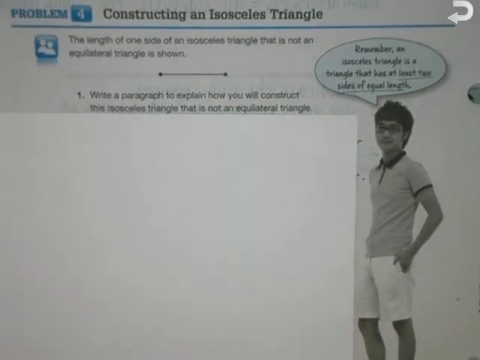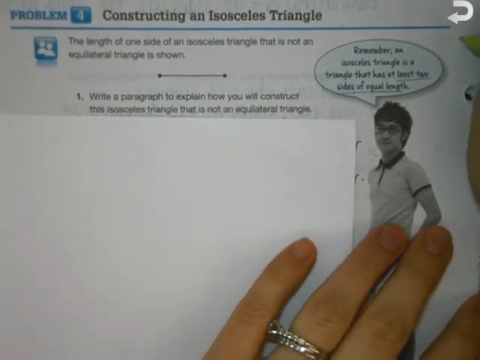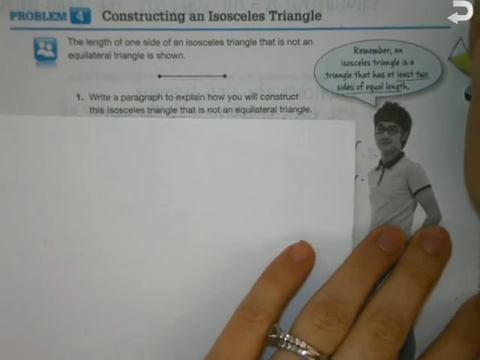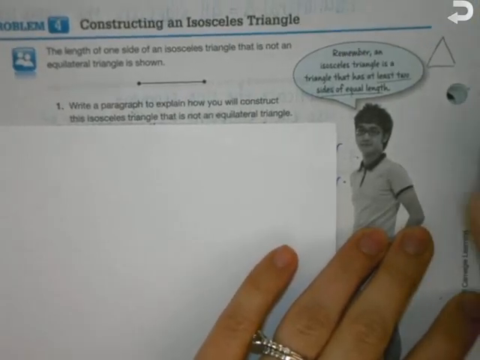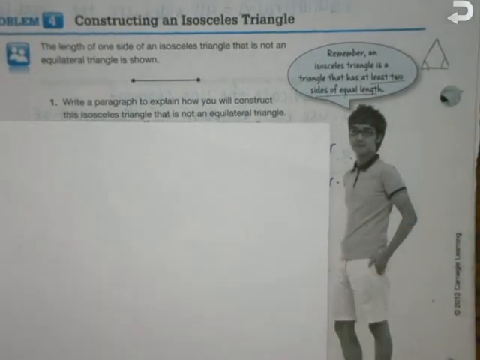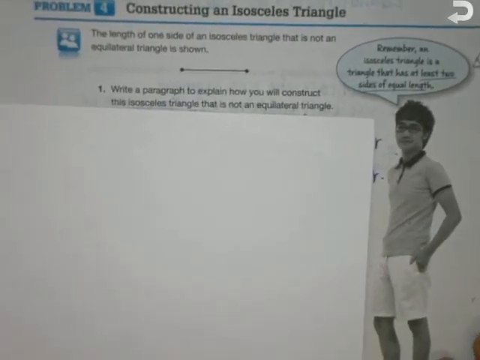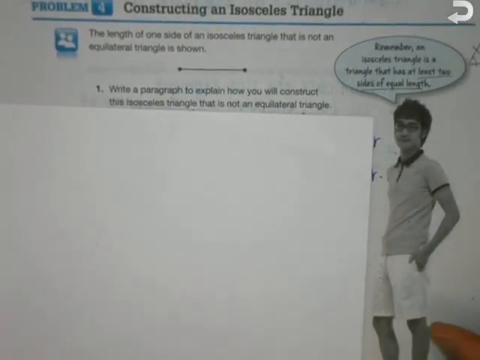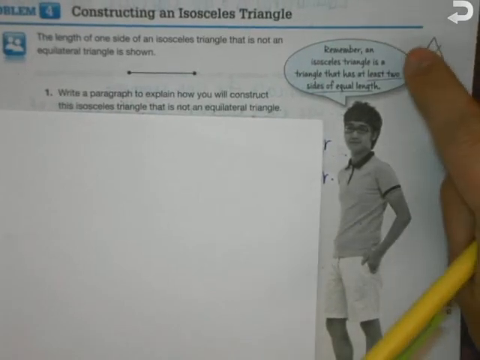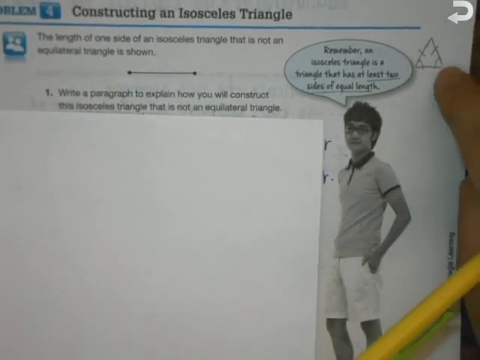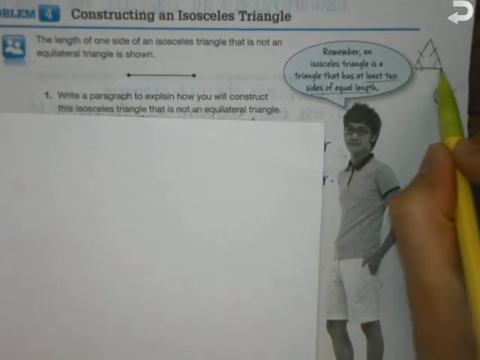Not necessarily a right angle, but we have two sides that are equal in length, and so the two angles on the base are also equal. Okay, so that's an isosceles triangle. The two sides have equal length, and the two angles are equal. The base is not necessarily the same length.